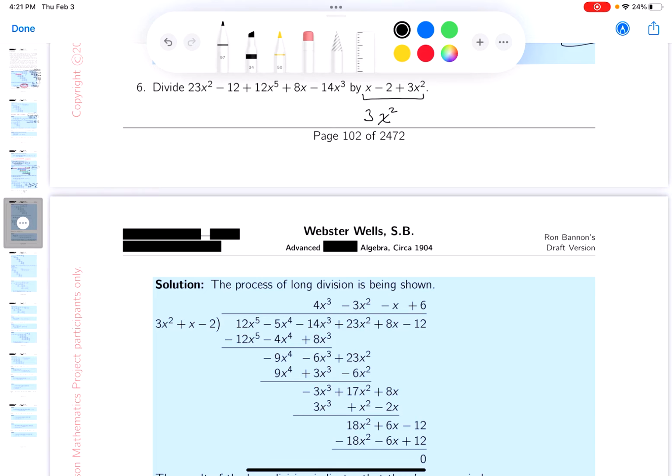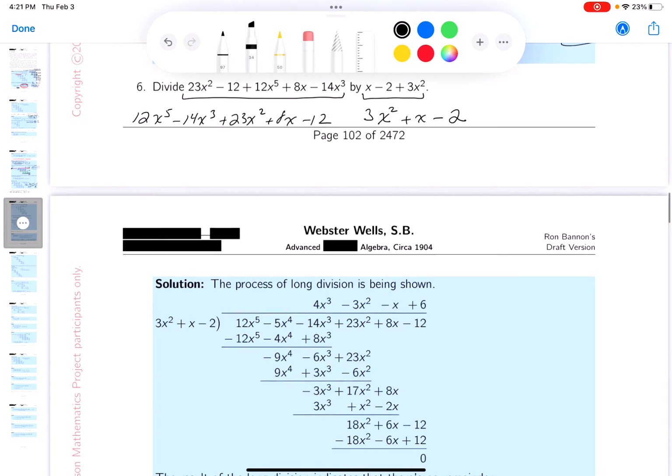So it's 2x squared plus x minus 2. That's relatively simple to do. And I also want to write this thing in descending powers. So that would be 12x^5, and is there a fourth degree? No. Is there a third degree? Yes, minus 14x cubed. Is there a square? Yes, 23x squared. Is there a linear term? Yep, 8x. And is there a constant term? Minus 12. So when I go to the division, this really needs to be written down immediately in proper order.